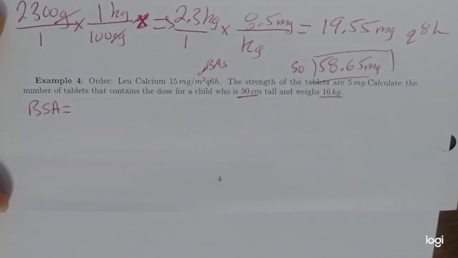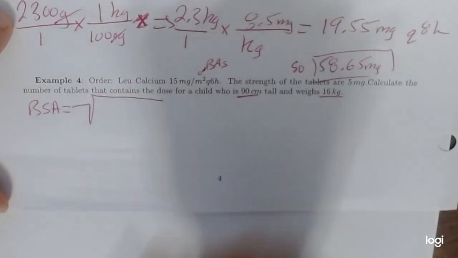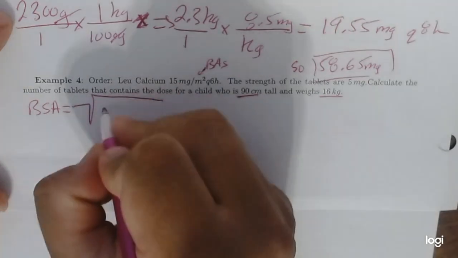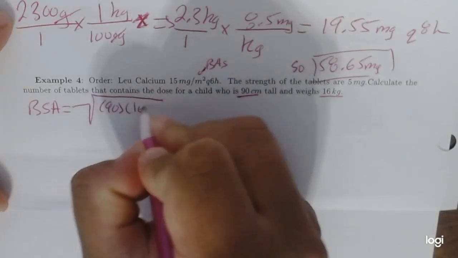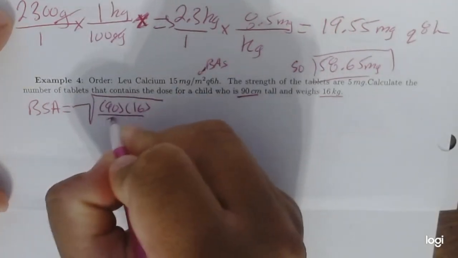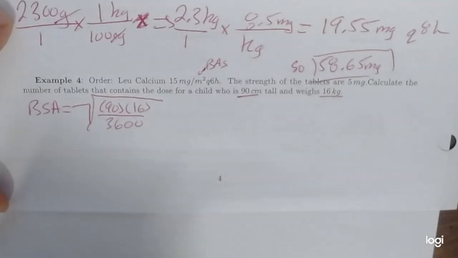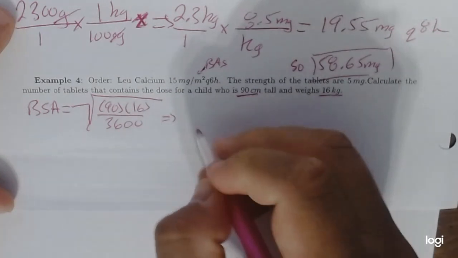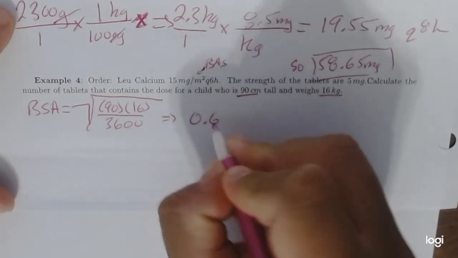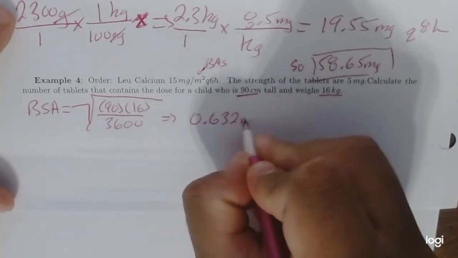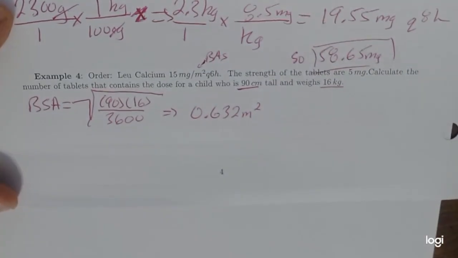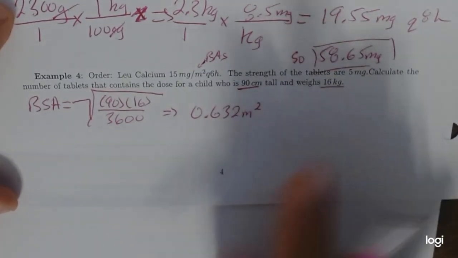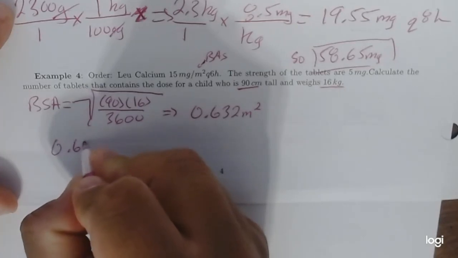So, BSA portion, right? Remember how to find BSA. Since we're given centimeters and kilograms, it's going to be 90 times 16 divided by 3600, not 3131. So first thing we have to find is BSA. This gives you about 0.632 m squared. And that's given to us because of how much the child weighs.